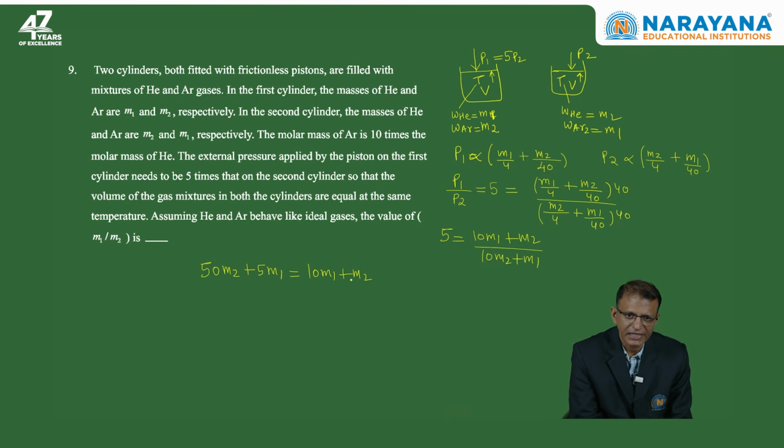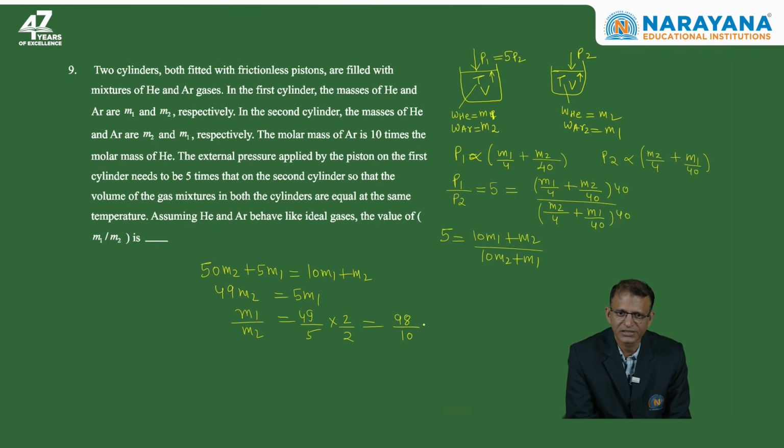And taking m2 to the left hand side, I can write 49 times m2 is equal to 5 times m1. And they are asking the value of m1 by m2, which is equal to 49 by 5. If we multiply the numerator and denominator by 2, the numerator becomes 98 and the denominator becomes 10. So this value is equal to 9.8. So I think this is a simple question based on the gaseous state, PV is equal to nRT. Let us move to the next problem.